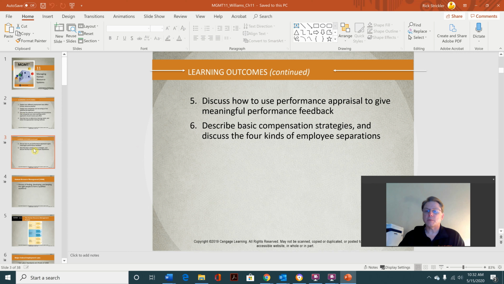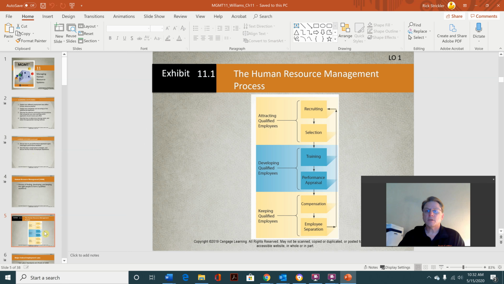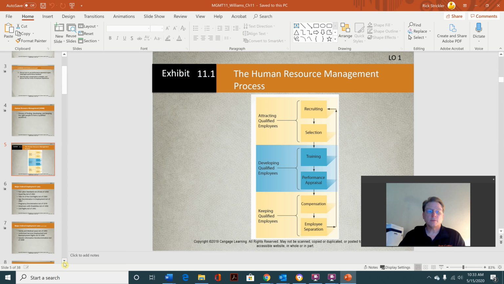Okay, so it's about finding, developing, and keeping the right people to form a qualified workforce. In human resource management, you attract qualified employees, you develop them, and then you keep them. And you do that through recruiting, selection, training, performance, compensation, and then if you don't keep them, employee separation.